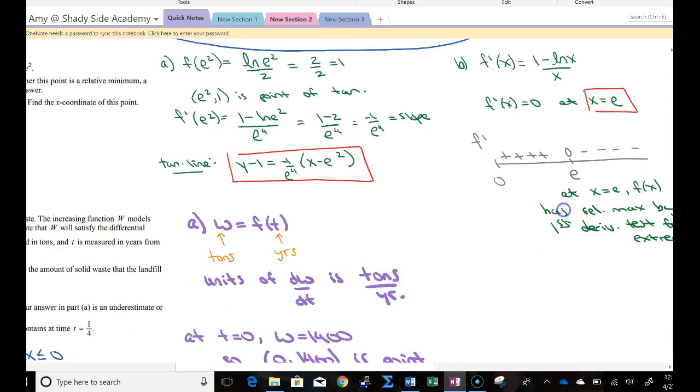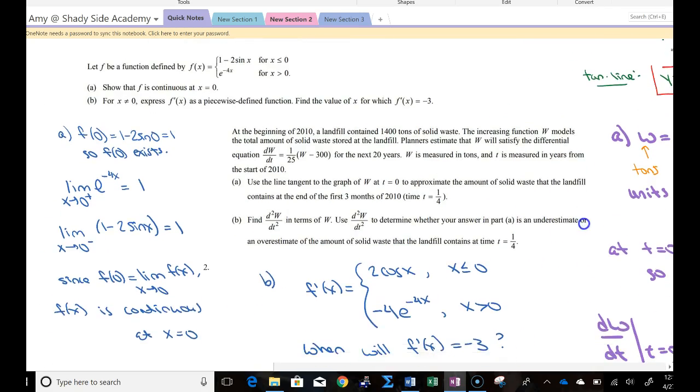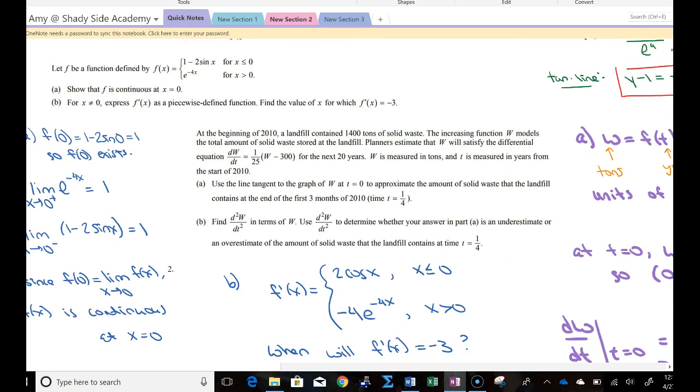Good. Third question, number 3. Look at the blue smushed right in here. Blast from the past. Here's the function f.